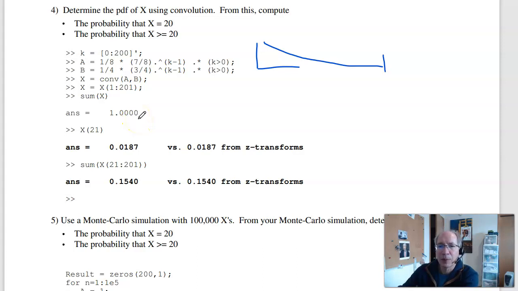The probability that it takes 20 die rolls is x of 21. Again, everything's offset by 1. 1 means 0, 2 means 1. 1.87% chance, same thing I got with Z transforms. The area of 20 or more is 0.154, same as Z transforms. So convolution is another way to get the same answer.